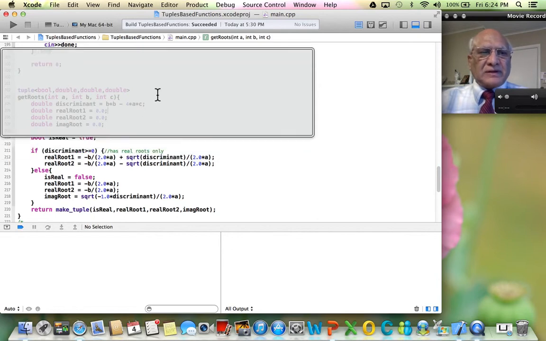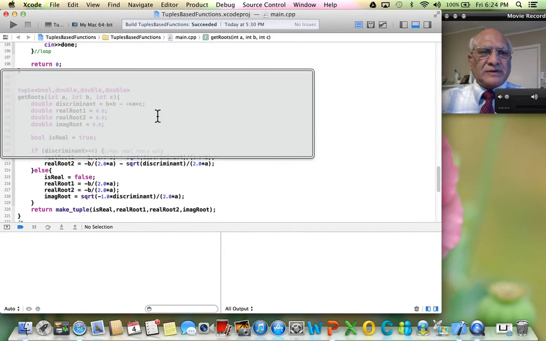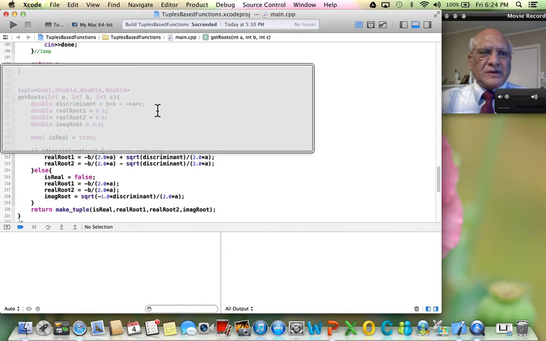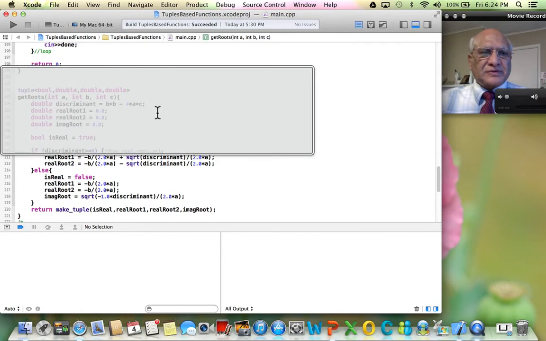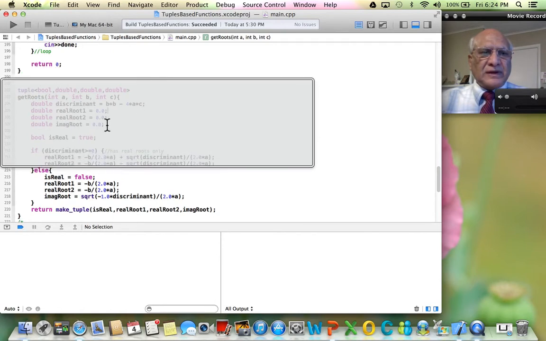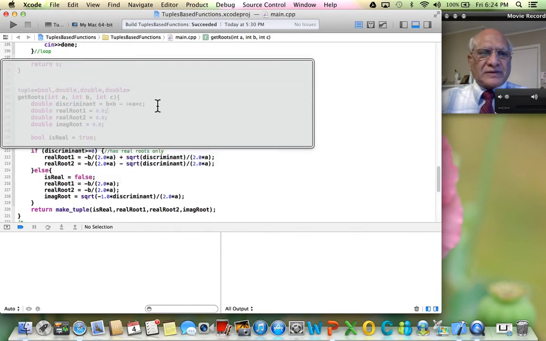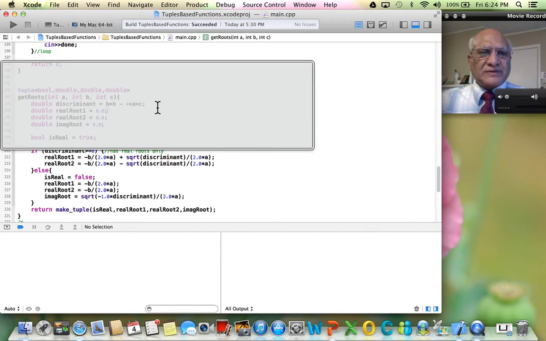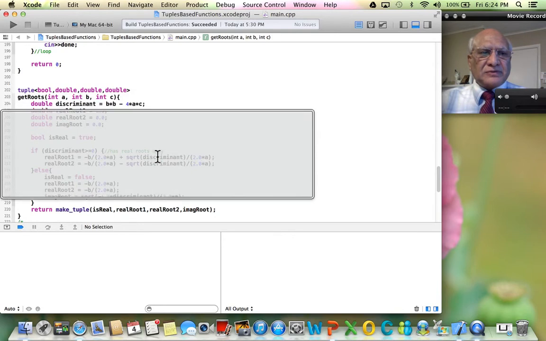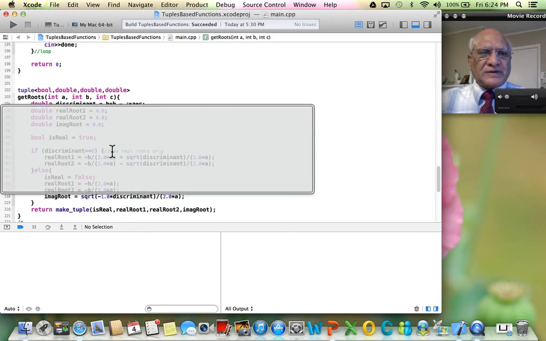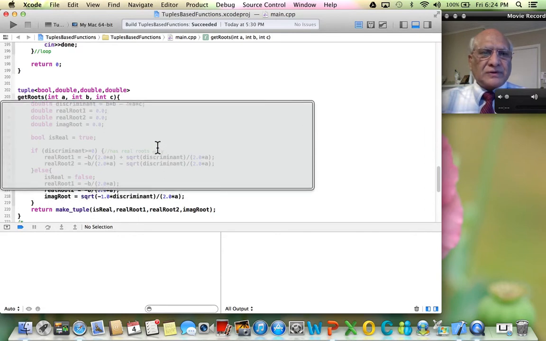With respect to these double, double, and double, we declare 3 double types here. Real root 1 set to 0, real root 2 set to 0, and imaginary root, imagRoot, set to 0 also. And we set bool isReal to true. As I said, there are 3 possibilities: discriminant could be 0, greater than 0, or less than 0. So we are using that in 3 different ways. First here, if discriminant is greater than 0, then it has 2 real roots.